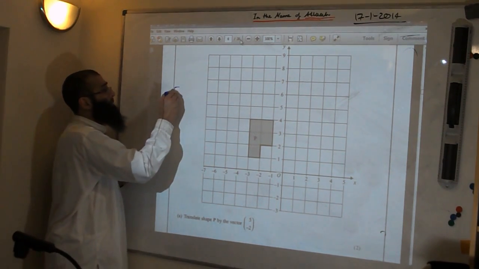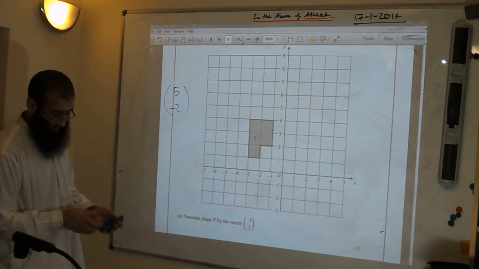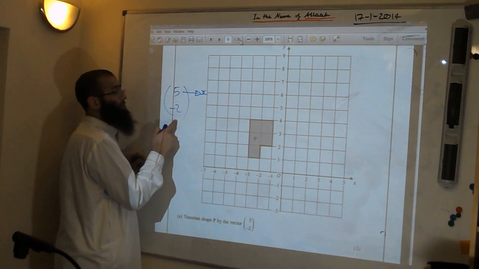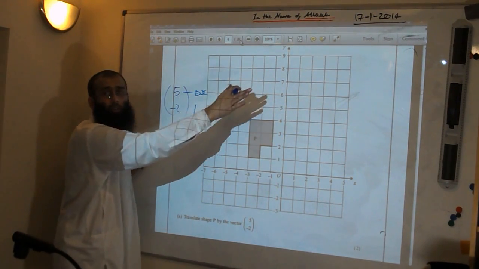Okay, Ramiz. That's the vector for translation. What does it mean? Explain to the class quickly. It means you go 5 spaces to the right. 5 to the right. And then? 2 down.